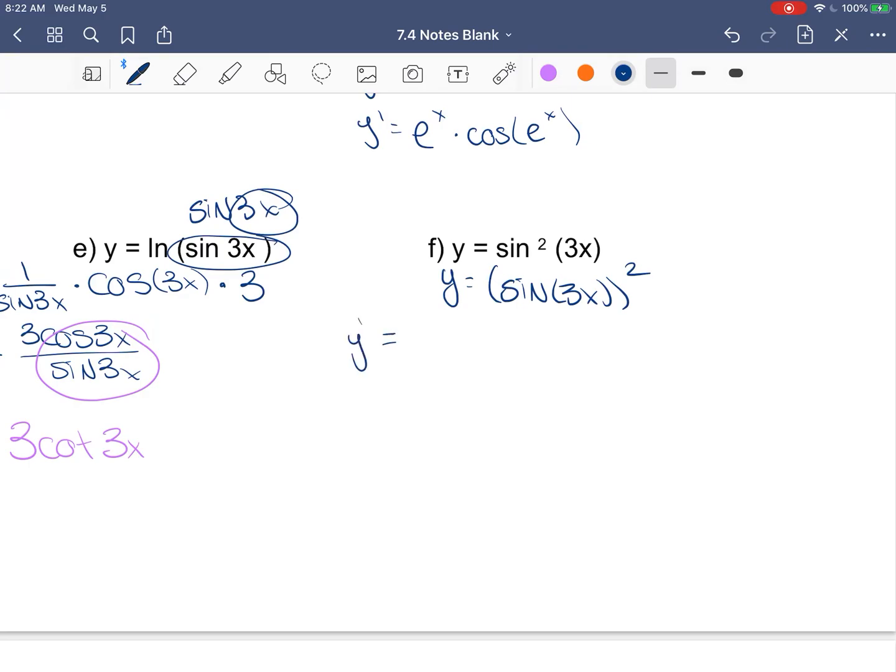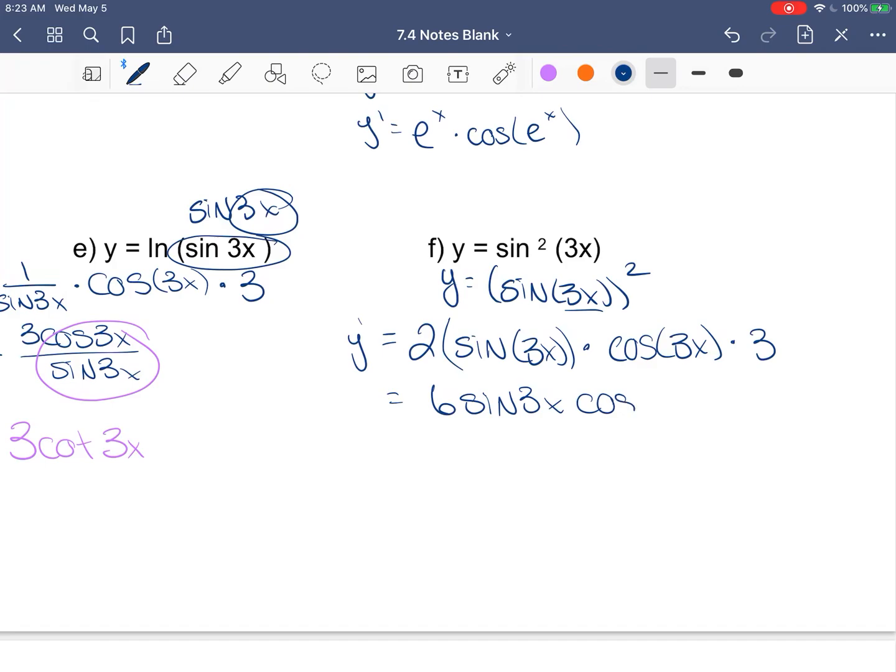With our chain rule, we are going to have 2 times the stuff, decrease our power, so it's to the power of 1, times the derivative of the stuff. So the derivative of sine is cosine times the derivative of the inside stuff, which is 3. And so now when we simplify, we're going to get 6 sine 3x cos 3x.